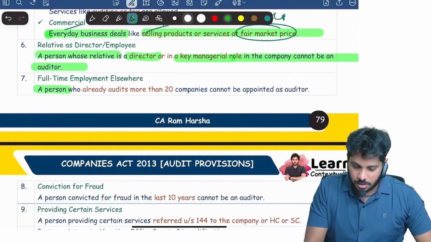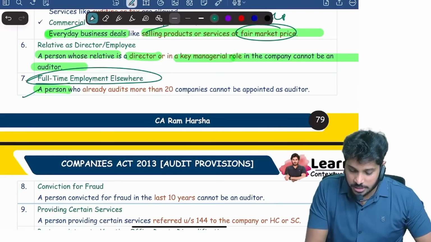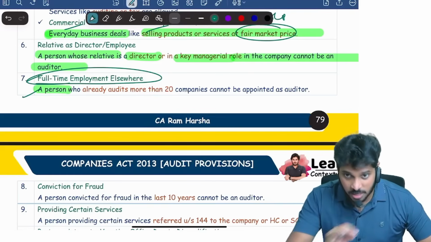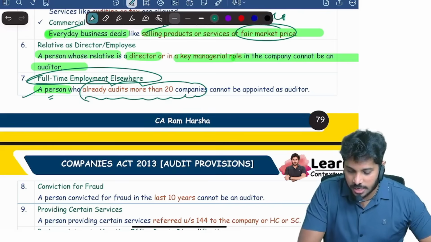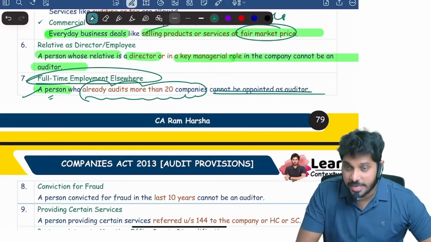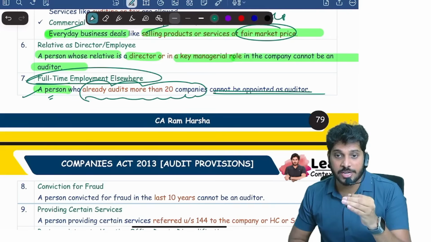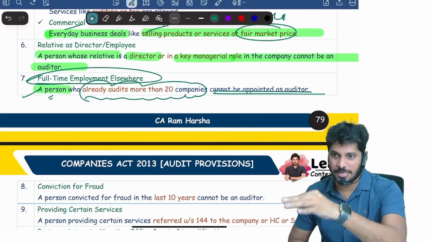Here 2 points are covered in the 7th point. A CA who is in full-time employment cannot be appointed. Or a person who already audits more than 20 companies cannot be appointed as an auditor. Actually the provision is that a person cannot be appointed as an auditor if he is already an auditor for 20 companies. A person cannot audit more than 20 companies at a time.